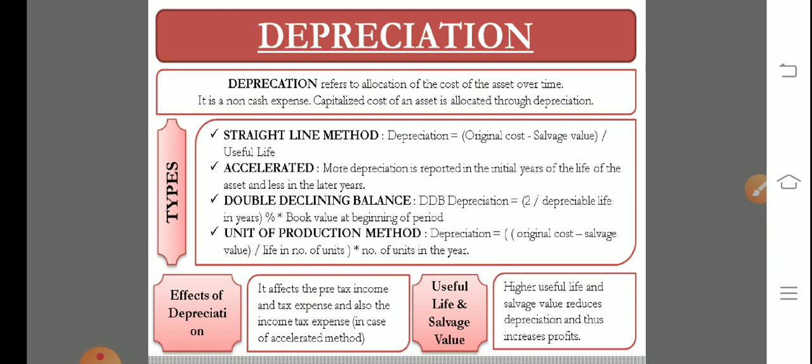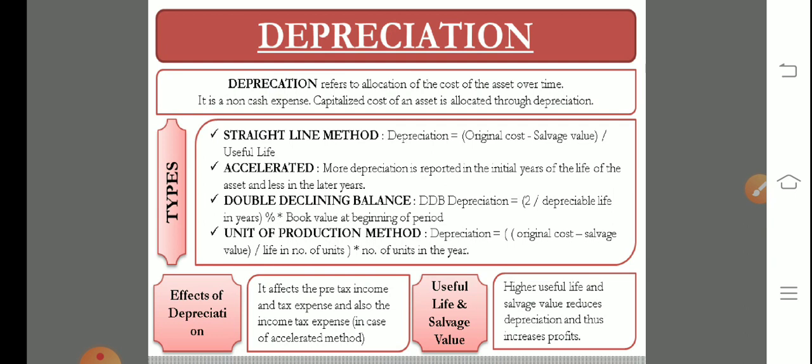So for depreciation there are 4 important types. First is straight line method. Straight line method, and its formula is original cost minus salvage value or residual value, you can say, upon useful life. So this is the formula for straight line method.